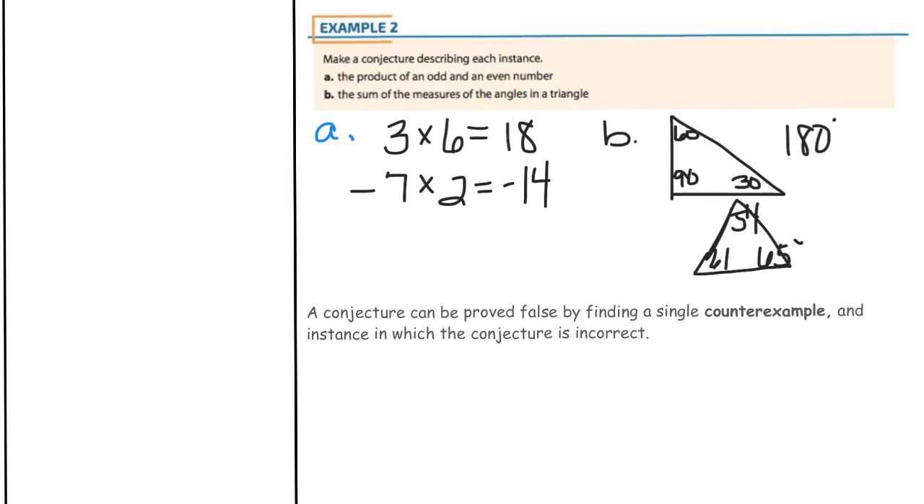A conjecture can be proven false by giving a counterexample. A counterexample is an instance in which your conjecture is false. So whatever you give as a counterexample disproves the conjecture.